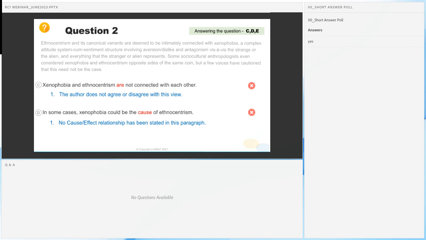Choice: In some cases, XP could be the cause of EC. Do we have any cause-effect relationship? Can we really say that XP could be the cause of EC? No, we really just say they coexist. Some people even consider them to be opposite sides of the same coin, but we can't really say one causes the other in either direction. For those of you who chose this, you're thinking more like an engineer, where you say, hey, just because they're so closely connected, maybe one is the cause of the other. No, in GMAT RC, you don't do that.